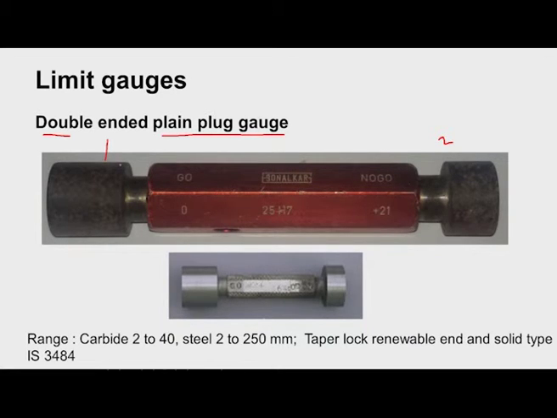This corresponds to the maximum material limit, that is, this is the GO gauge. This is used for checking the holes. GO gauge corresponds to the maximum material limit and then NO GO gauge corresponds to the minimum material limit. Here this is used to check the minimum size of the hole and this is used to check the maximum size of the hole. And we can see here the go end is longer than the no go end.